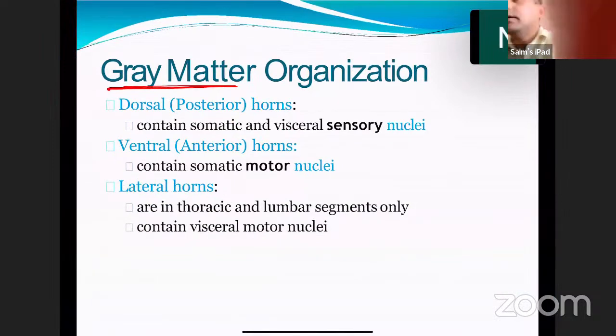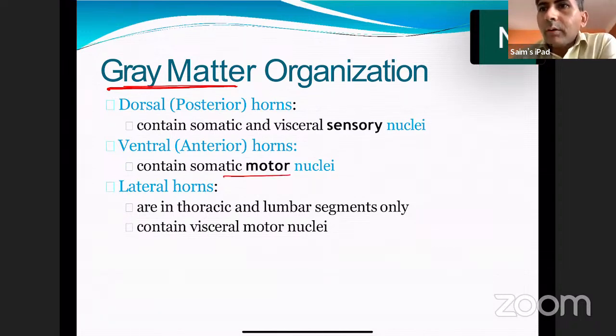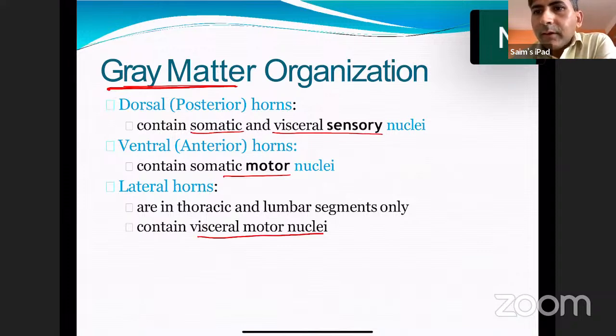Thank you. So we are going to discuss the gray matter organization. Now you know that we have the ventral horn that contains the motor nuclei, the dorsal horn that contains the somatic and visceral sensory nuclei, and the lateral horn that contains the visceral motor nuclei. Visceral motor means that it belongs to the sympathetic nervous system. Okay, sympathetic neurons are there in the lateral horn.